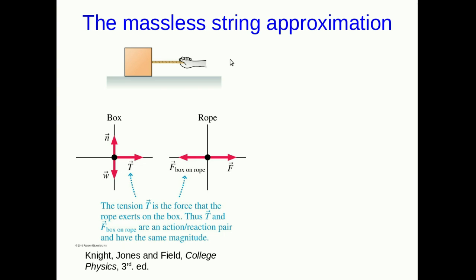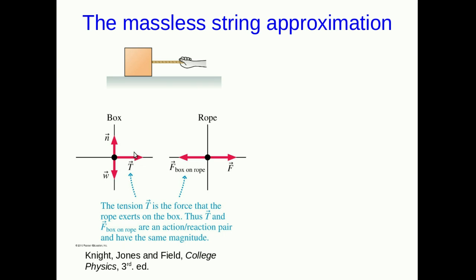A subtle argument that often comes up is something that's called the massless string approximation. So let's say there's a box and we're pulling it across a surface using a string or a rope. The free body diagram for the box, if there's no friction, would just be the normal due to the surface, the weight due to the earth, and the tension force exerted on it by the rope. Now, if you think about the rope, and if we neglect its weight, because it's got a low mass and so that should be small compared to the other forces, there's the force that we exert on the rope with our hand, and then it's tied to the box, and so there's a force that the box exerts on it.